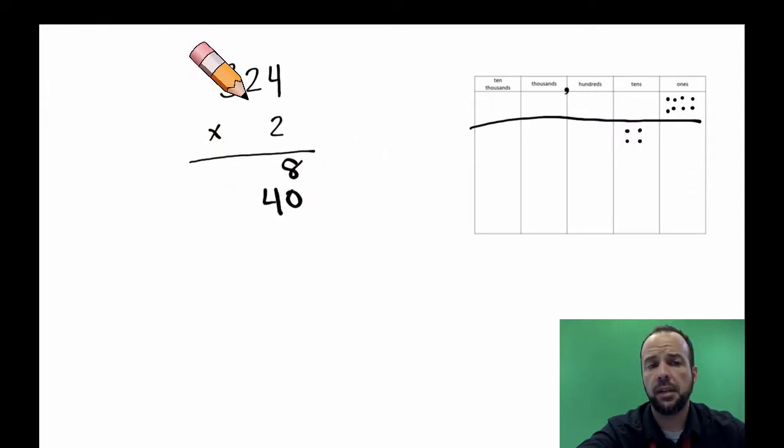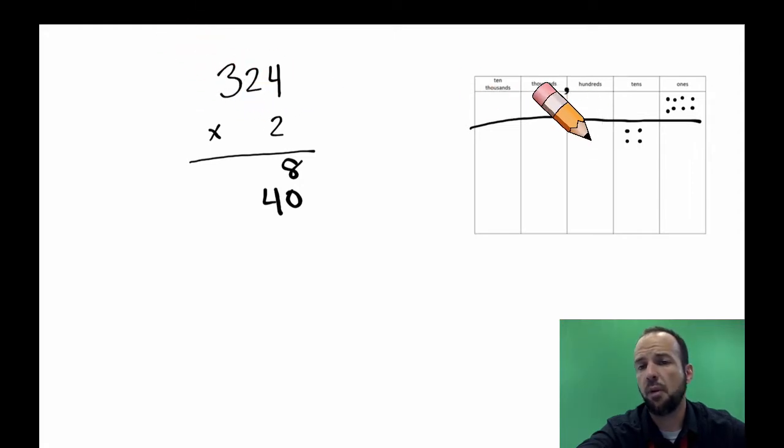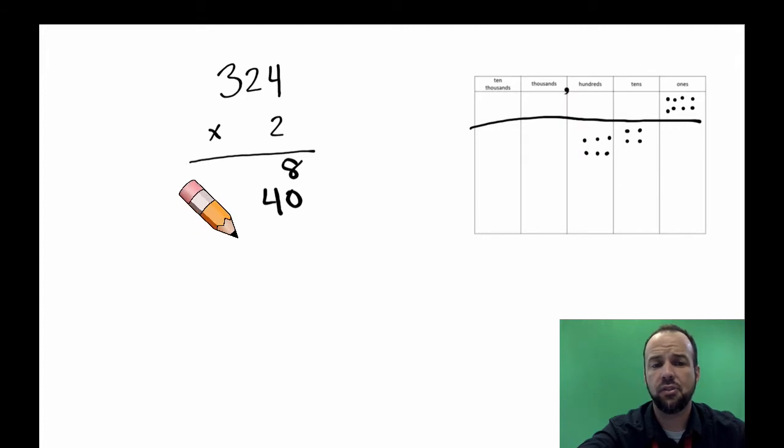Perfect. And then coming down to my hundreds, I have 3 hundreds. I'm going to do that 2 times, so 1, 2, 3 hundreds, and do that 2 times. That will give me a total of 6 hundreds.